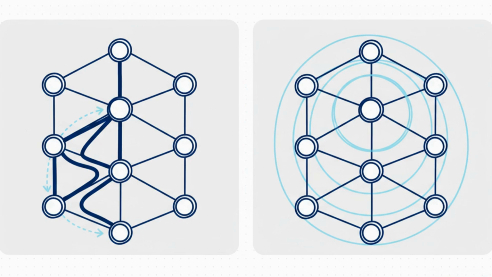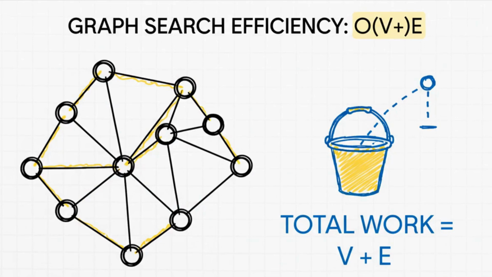It explores all of the immediate neighbors first, then their neighbors, spreading out from the start like a ripple in a pond. This is actually how a GPS finds the shortest route. It's guaranteed to find the closest solution first. And the really cool part is that even though they work so differently, they're both incredibly efficient.